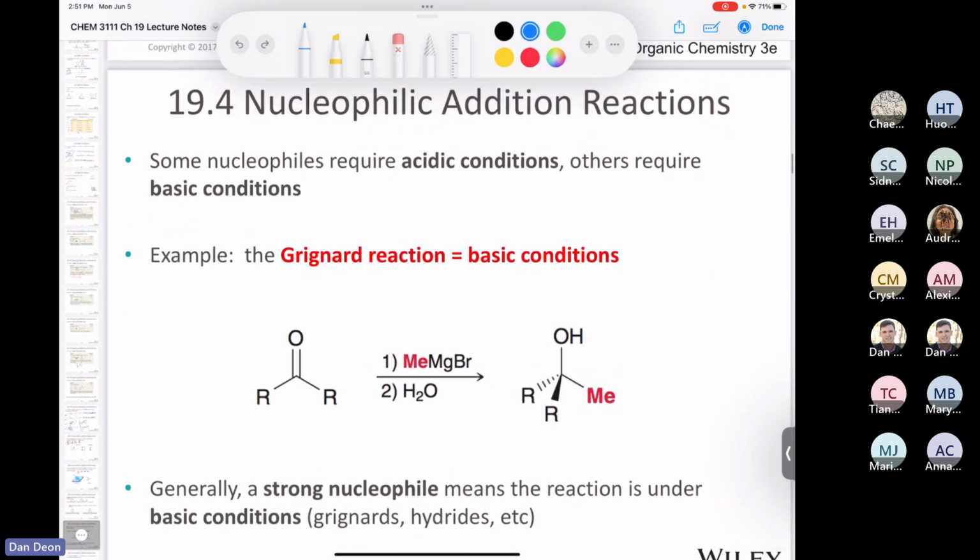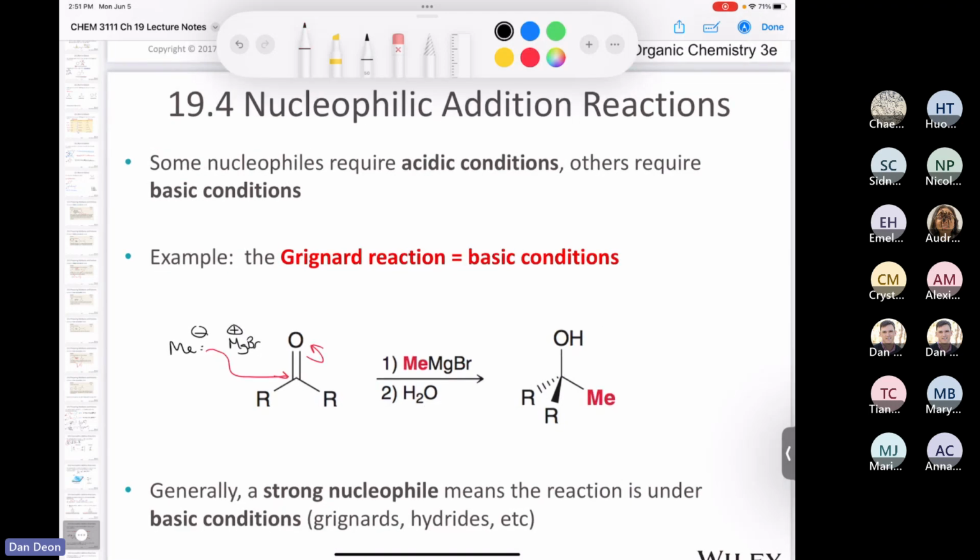Now, some nucleophiles require acidic conditions, whereas others require basic conditions. And one that we've seen already where you would use basic conditions would be the Grignard reaction, right? If you take this compound, this ketone, and you treat it with methyl magnesium bromide, so we could write out the Lewis structure, which looks like this, right? We know that our methyl group, or our methyl anion, is going to attack here. And so in the second step, we're going to treat that with water or aqueous acid, and that's going to give us the tertiary alcohol here.